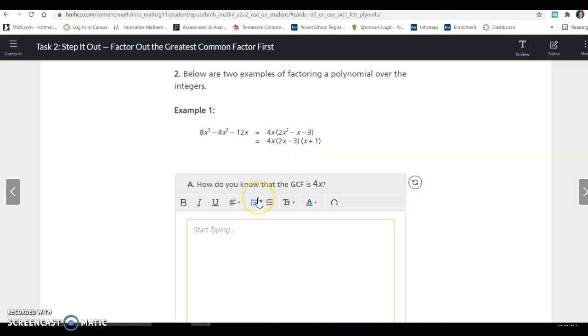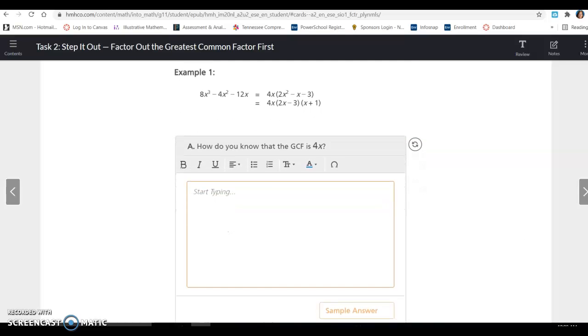It says, how do you know that the greatest common factor is 4x? Well, we just looked at each term to see what was the greatest thing we could pull out of each term evenly. You want to pull out integers and variables, but you wouldn't want to pull out fractions and things like that. So the greatest common factor would be the integers and the variables that could be pulled out evenly from each term.